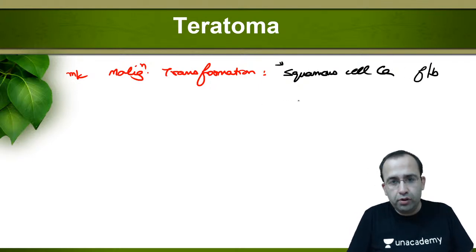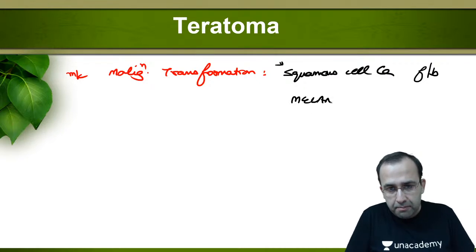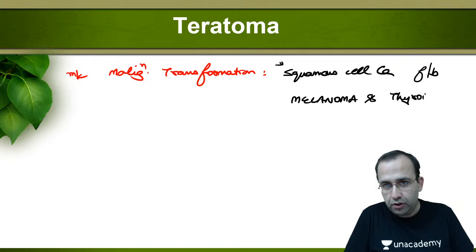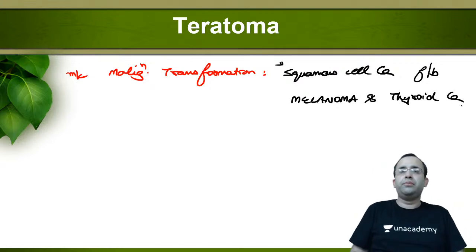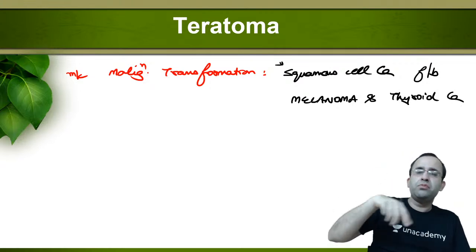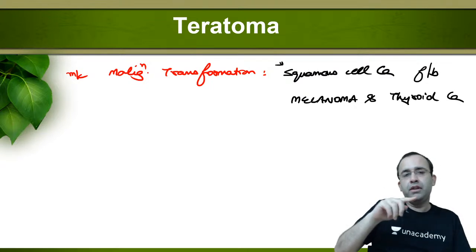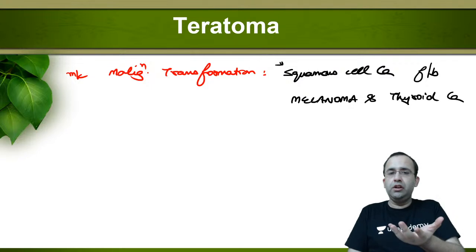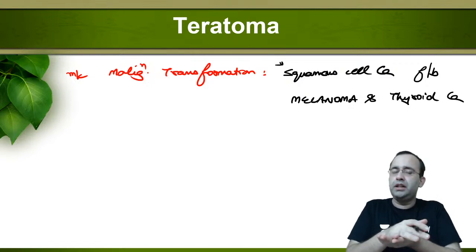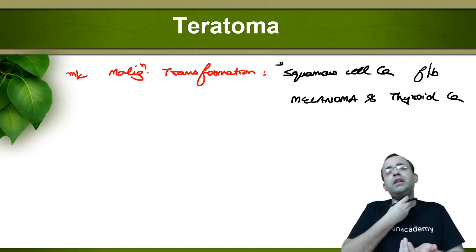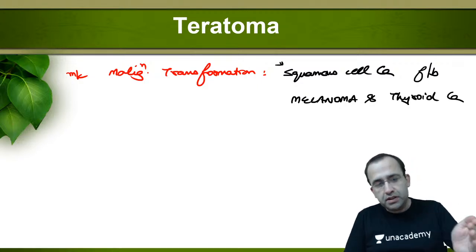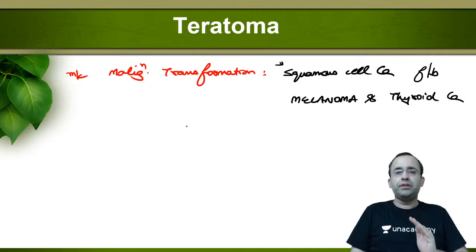Followed by others are melanoma and thyroid carcinomas. Which thyroid carcinoma is most commonly associated with teratoma? PTC, papillary thyroid carcinoma. So in an ovarian tumor, if I see PTC, papillary thyroid carcinoma, this does not mean that it has metastasized from thyroid to the ovaries. Not at all. It was malignant transformation of a teratoma.